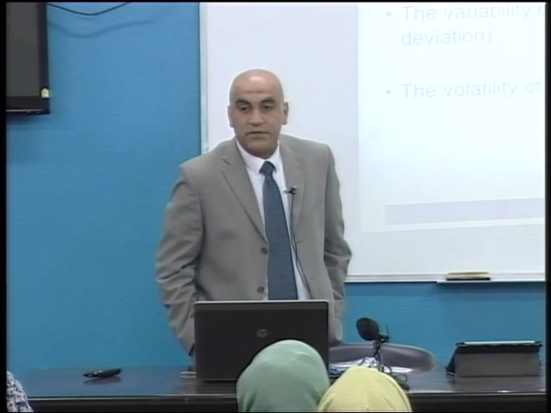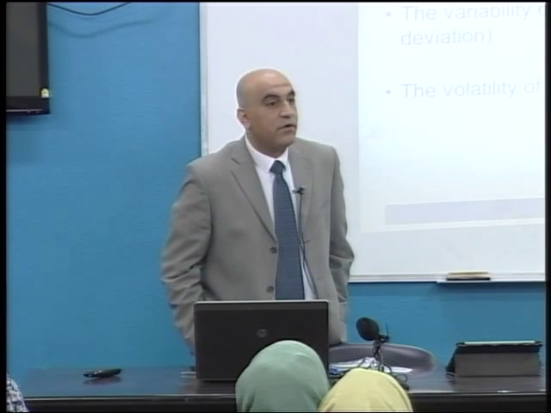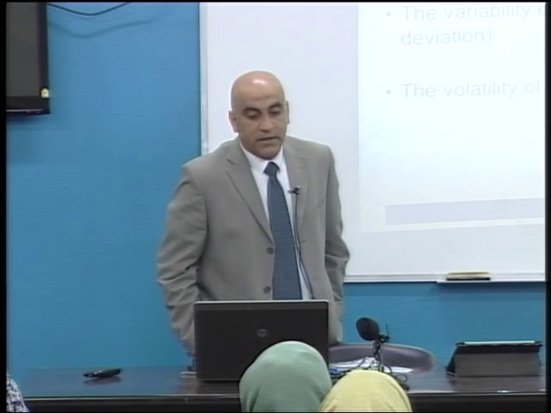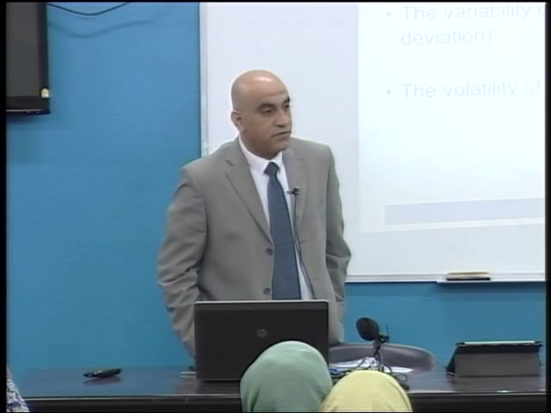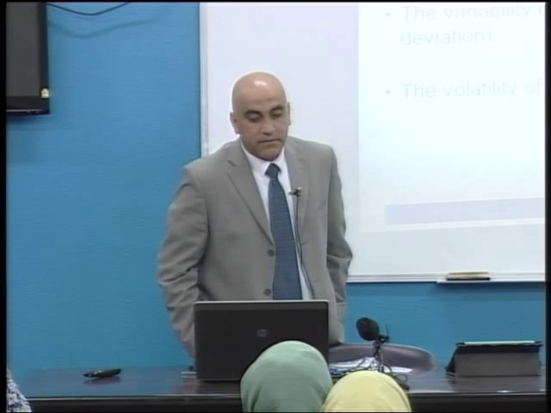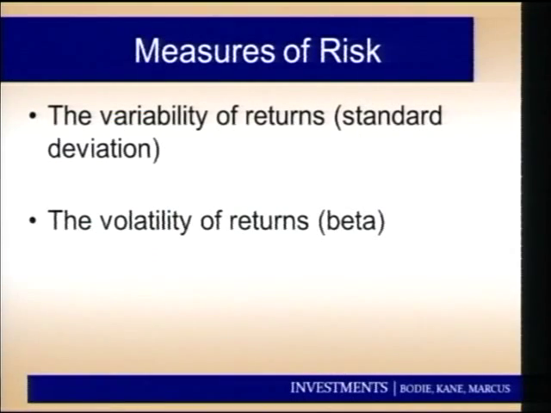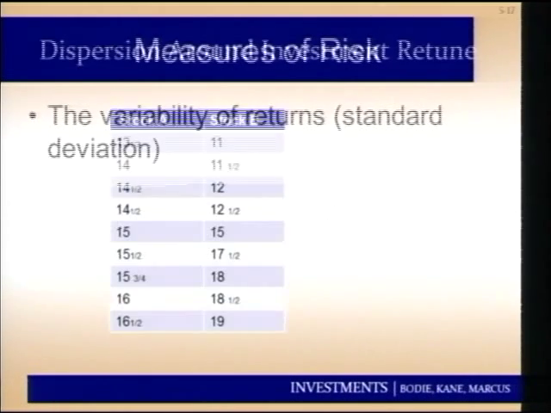We have standard deviation and beta. This is for your level. There are other measures of risk, like the coefficient of variation, like the value at risk, expected shortfall, and many others. But for your level, we only focus on the standard deviation and beta.